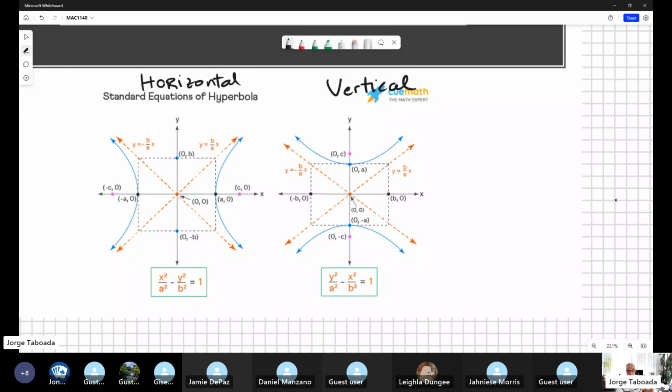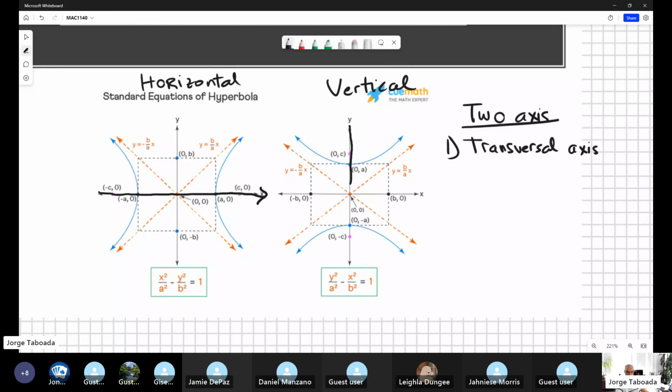Because in the hyperbola we have two axes. The most important is the transversal axis. What is that? It's the most important. The other is not important. You recognize that the transversal axis is parallel or coincident with the x-axis. In this case, no, it's parallel or coincident with the y-axis. That is the reason it's vertical.